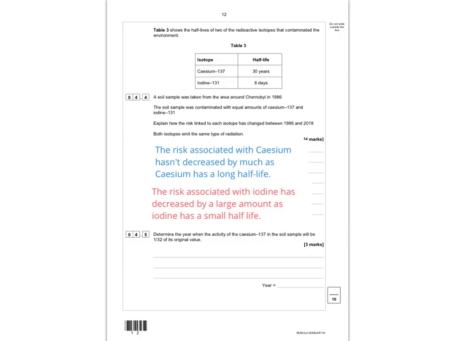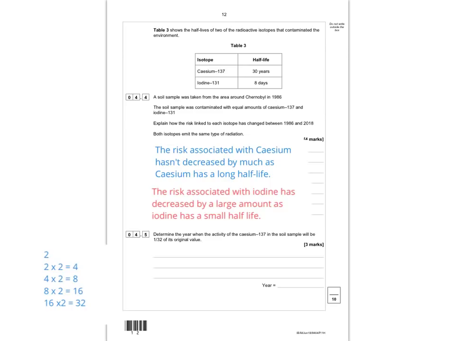Next part of the question says determine the year when the activity of cesium-137 in the soil sample will be at 1/32 of its original value. So the first thing we need to find out is how many half-lives have passed in this time. Here we want to find out how many times you have to multiply 2 by itself in order to get 32.